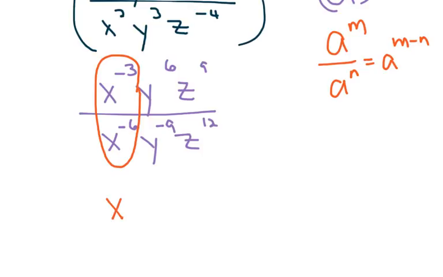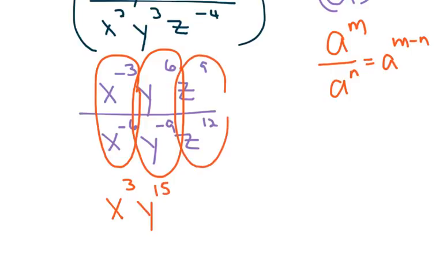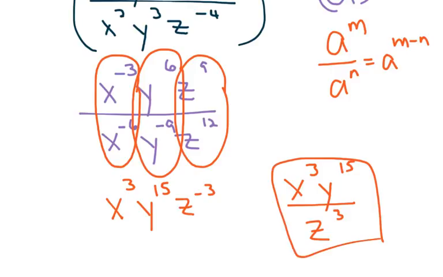So -3 minus -6 is going to be +3. 6 minus -9 is positive 15. And then 9 minus 12 is negative 3, but we don't like negative exponents. We move it to the denominator and it becomes positive. Because we have a property of exponents that says a to the negative mth power is the same as 1 over a to the m.